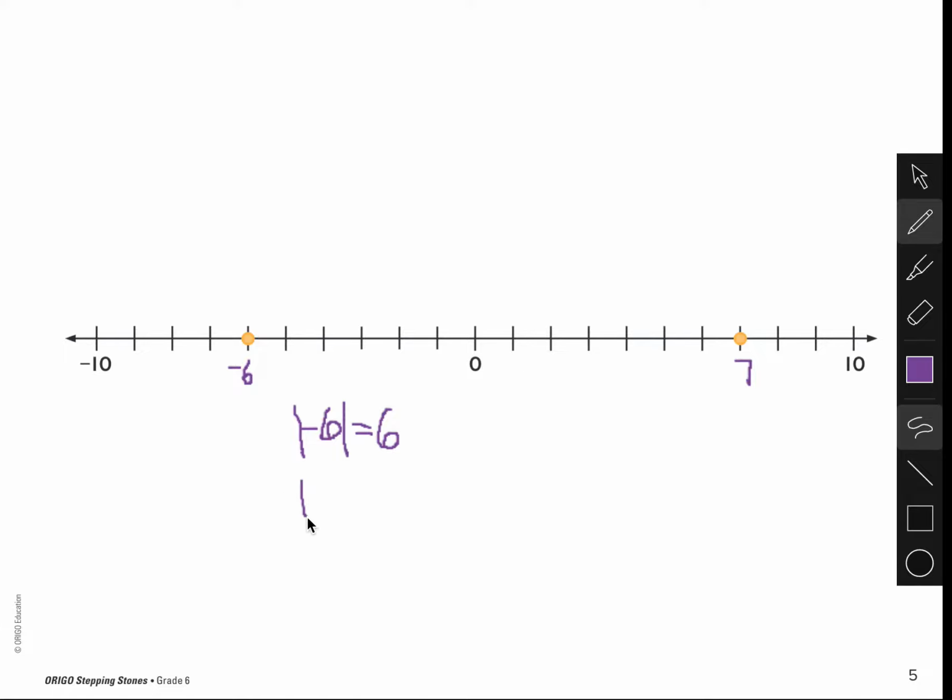Now, when I want to find the absolute value of 7, how many units is 7 from 0? Well, this one is 7.